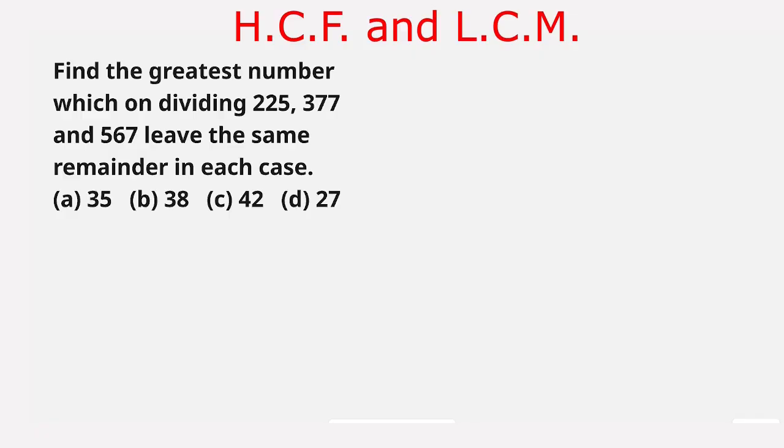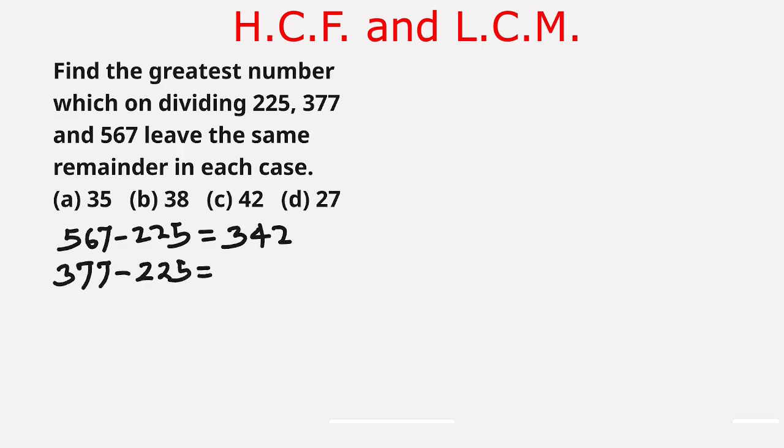As the remainder is not given, what we do is we find the differences of these numbers taking 2 at a time. So we first find the difference of 567 and 225, and this difference is 342. Now we take the difference of 377 and 225. 377 minus 225 is 152. Now we find the difference of 567 and 377, and this difference is 190.